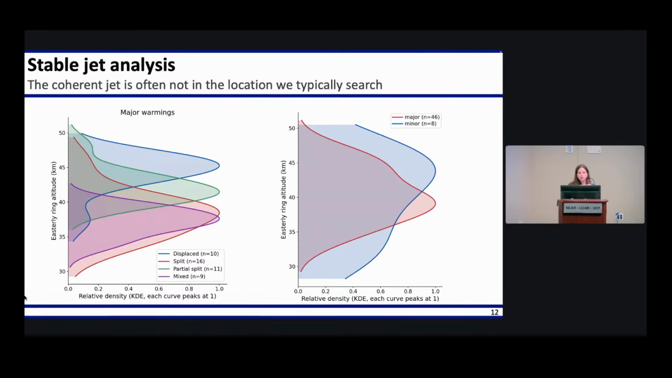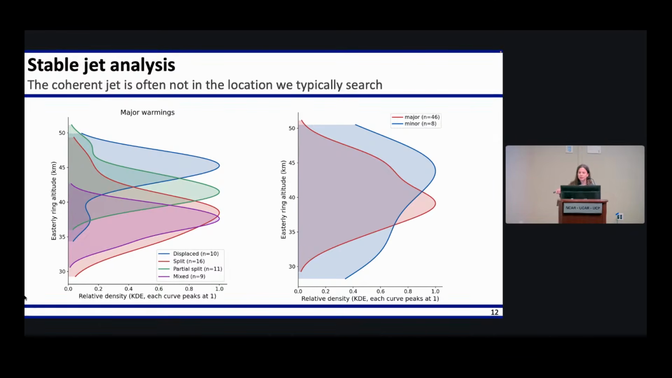So here's some analysis of where we find easterlies in these warmings. It looks like 4 major warmings. A lot of these easterlies are actually way further up in the atmosphere, with partial split being further down, and then the mixed and split closer to the 10 hectopascal. This is pretty consistent with some other recent literature that's found that we maybe should be looking further up in the stratosphere for easterlies.